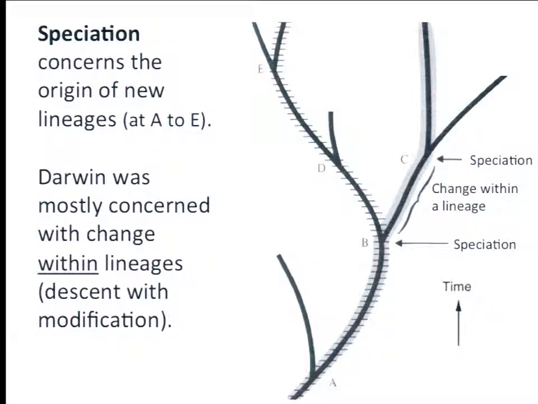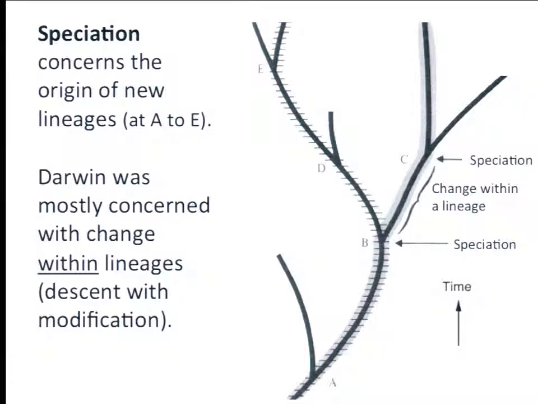And so finally, I want to look at the origin of speciation, which is the origin of new species. And so here's a diagram. Time is going up the page again. Each of these tick marks represents a generation. So there's descent with modification. Speciation is where you get actually a brand new lineage appearing. So you have change within a lineage and then a speciation event creating new lineages.